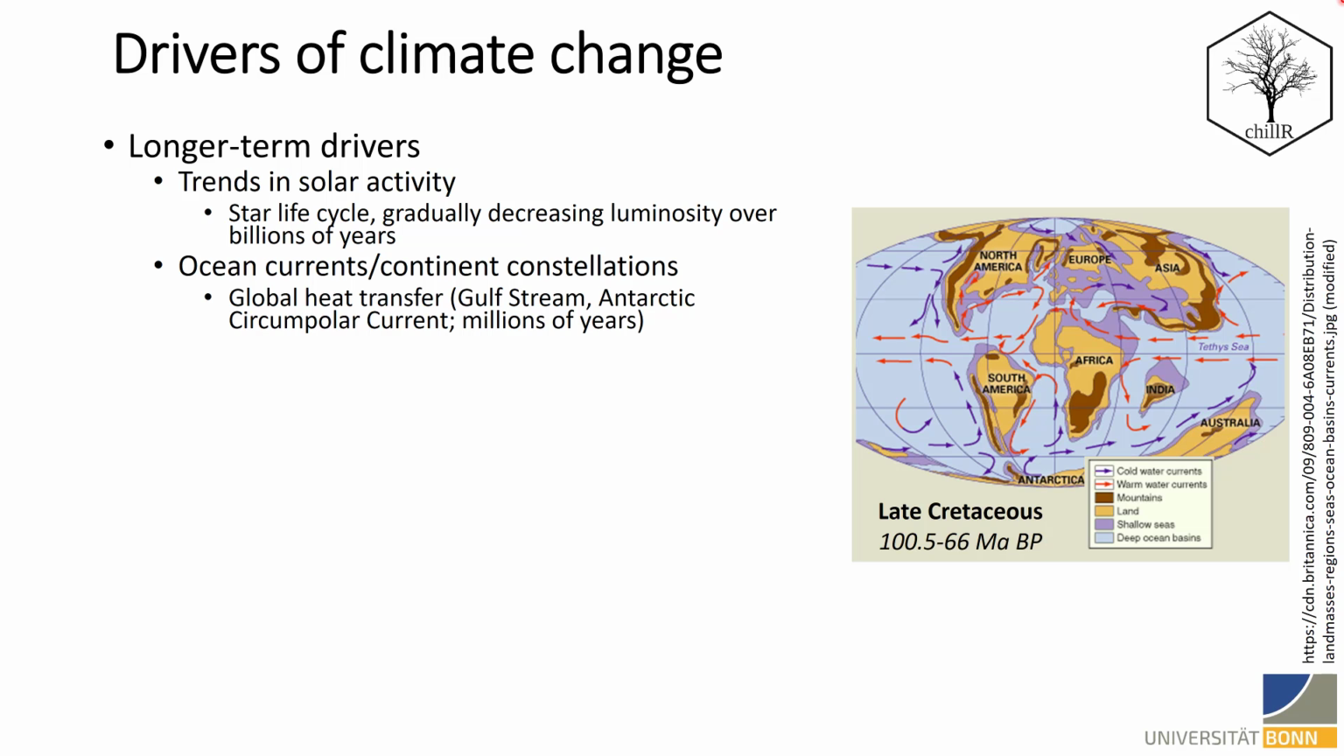All the light blue and the purple areas here are seas and oceans, and you see that there are some rather significant differences here in how the water circulates on the planet. Large-scale water circulation basically transfers heat from one world region to another.